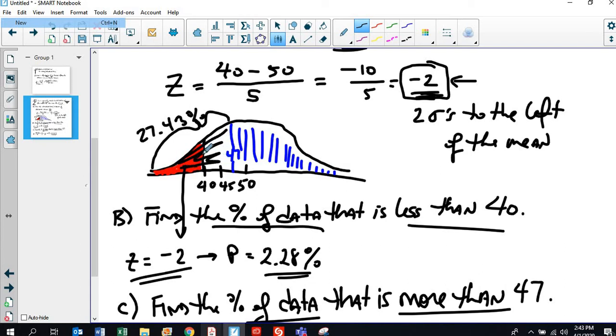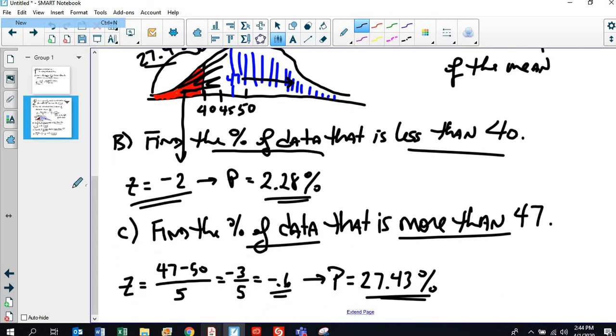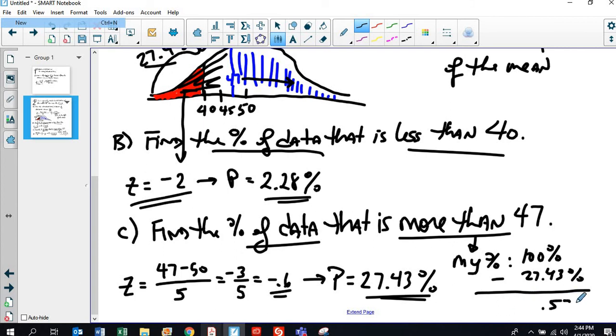How do I find the blue data? If this data to the left of 47 is this, how do I find the data to the right? Well, all the data is 100%, so I just subtract. If I want to find it to the right, the answer to my question is take 100% and subtract 27.43%. Again, use your calculator to do this. You end up with 72.57, not 82.72. That's why I said use your calculator, and then I used my head, and that's what happens when you do that. So 72.57% of the data is more than 47.